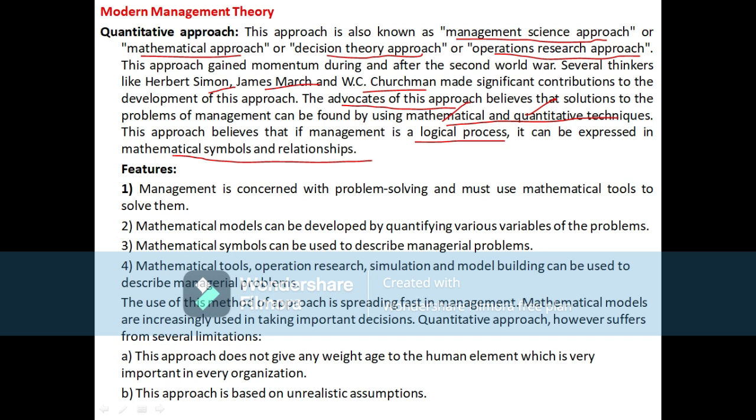It has been universally recognized as an important tool of analysis and a language for precise expression of concept and relationship. We can express them precisely with the help of these mathematical symbols and tools. Among these mathematical theorists, operations researchers call themselves management scientists. They are of the view that if managing, organizing, planning, and decision making are logical processes, then they can be expressed in mathematical symbols and relationships. The development of technology and the introduction of computers have brought mathematics and management closer to each other.